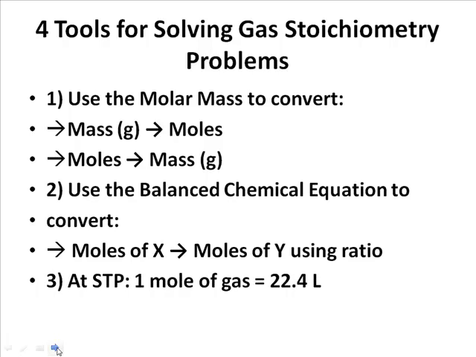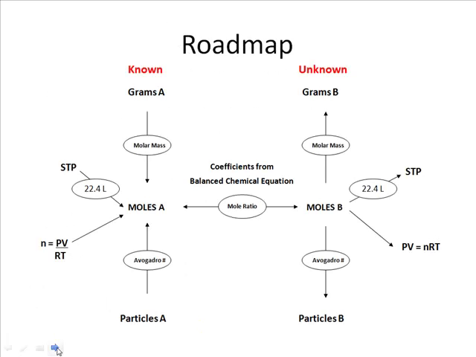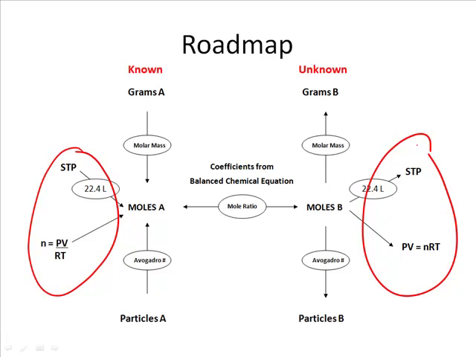Third, at STP, we know that 1 mole of gas is equivalent to 22.4 liters. And the fourth tool, if not at STP, you use PV equals nRT to solve for moles. The roadmap we can extend using these 2 spokes right here. Again, when you have something at STP, you can quickly solve for moles using 22.4 liters as your conversion factor. And if you're not given moles, you can solve for moles using pressure times volume divided by R and T together.